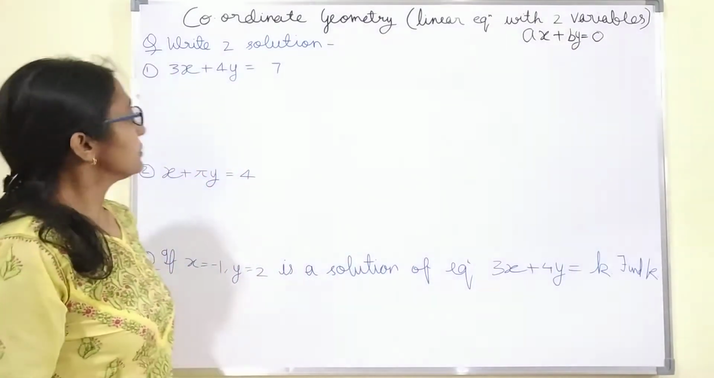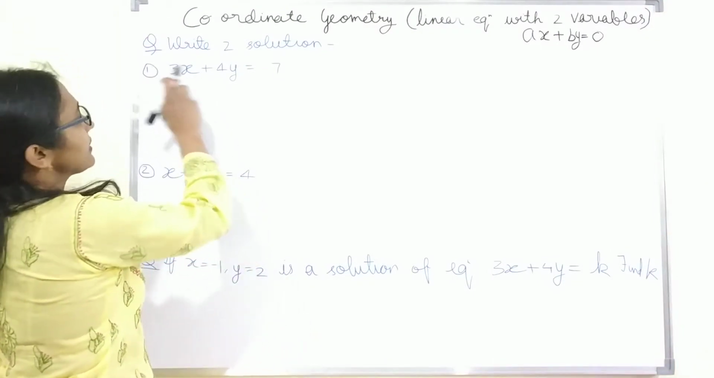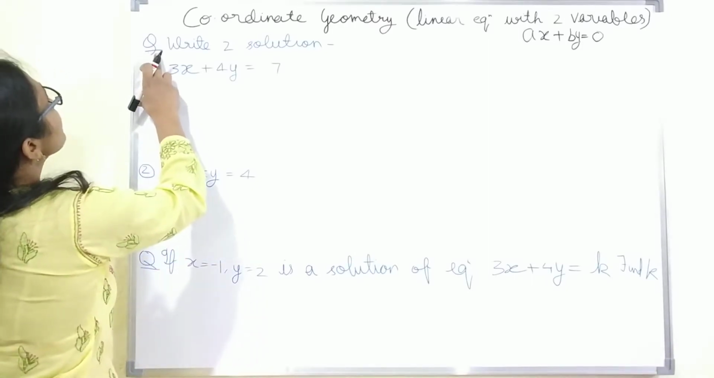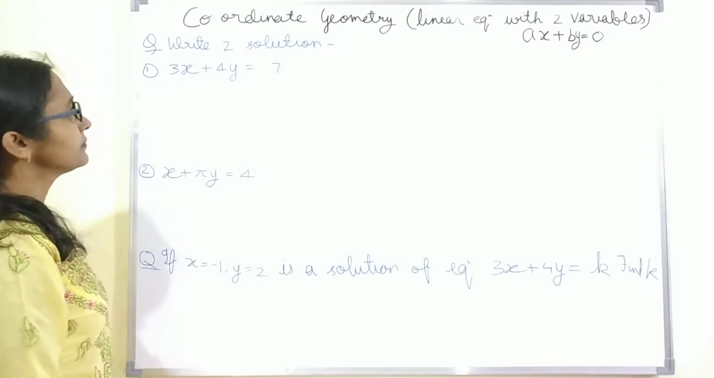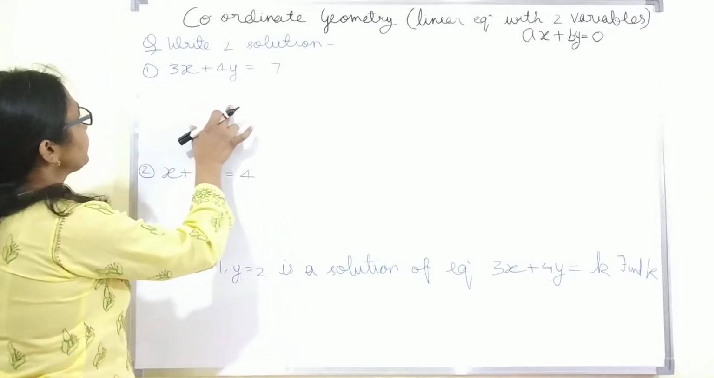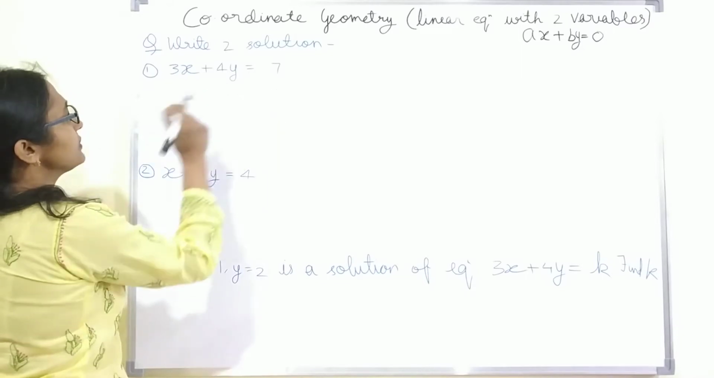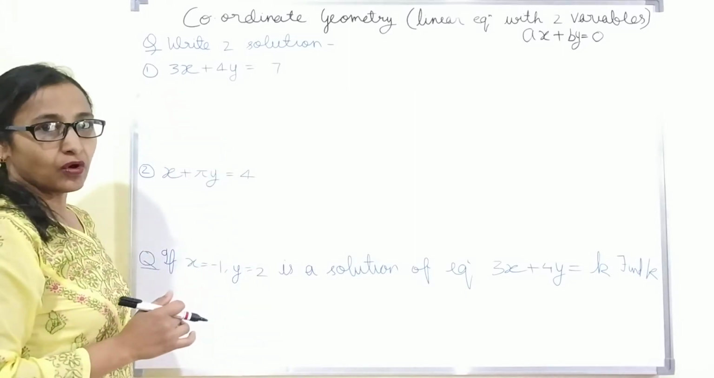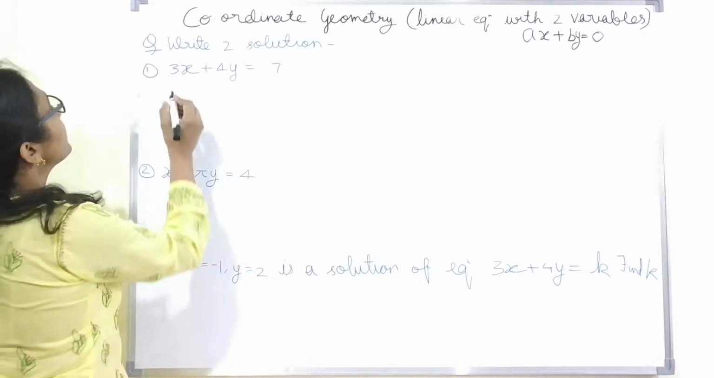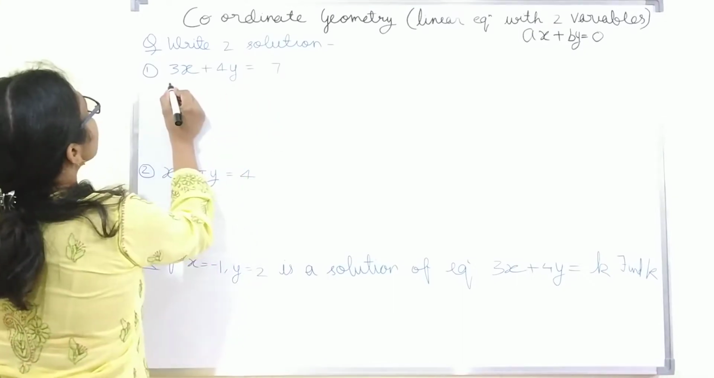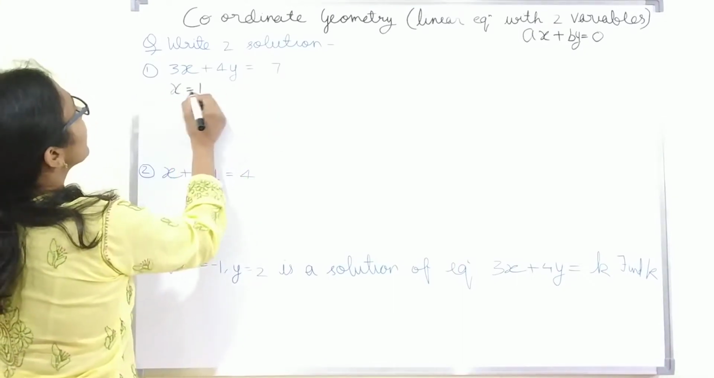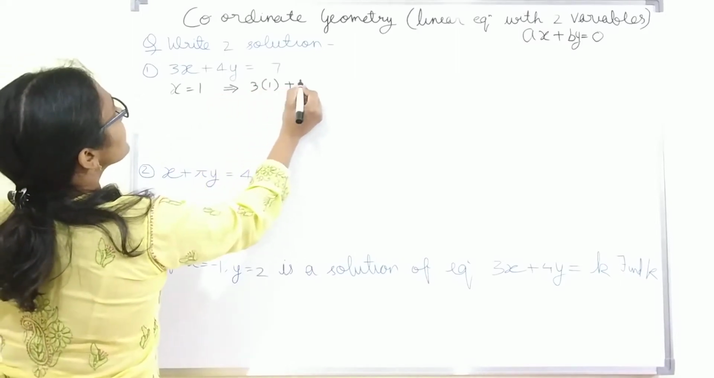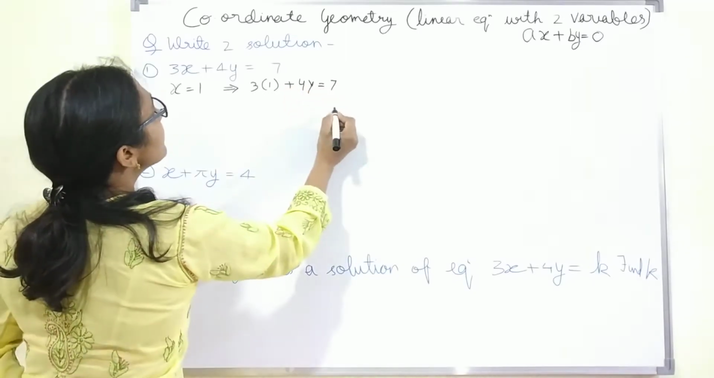Now, examples based on linear equation with two variables. So question 1 is: write two solutions for the given equation. First is 3x plus 4y equals to 7. So in this equation I am going to substitute values of x and y. If I am taking x equals to 1, x equals to 1 means 3 into 1 plus 4y equals to 7.